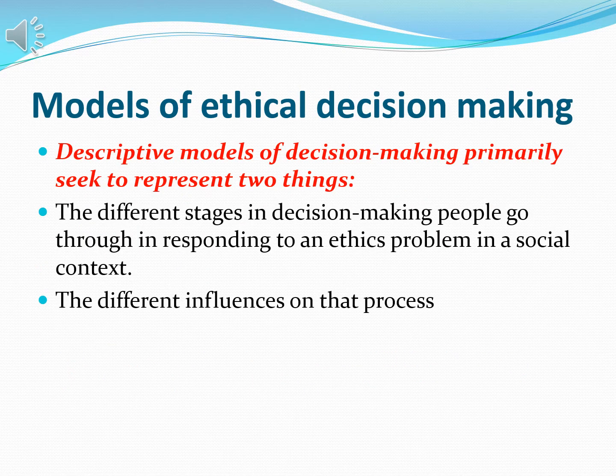Models of ethical decision making. Descriptive models of decision making primarily seek to represent two things: the different stages in decision making people go through in responding to an ethical problem in a social context, and the different influences on the process. Social means in a society, related to social things. And the different influences on the process: when you are making the decision, what kind of influences you have on that process of deciding.